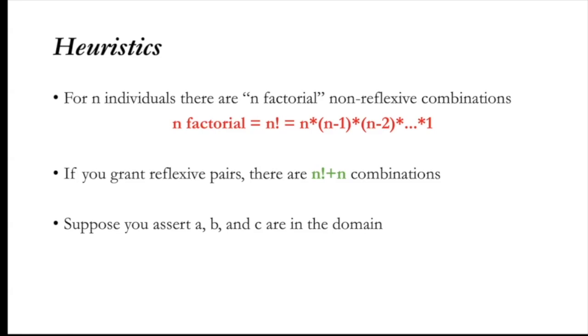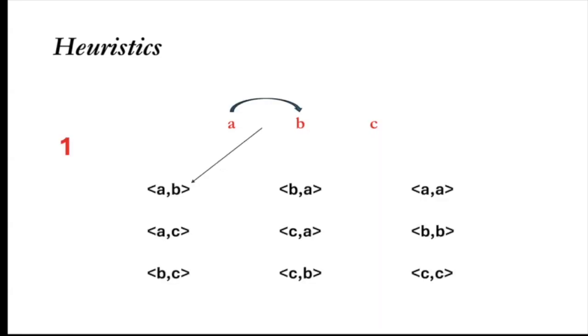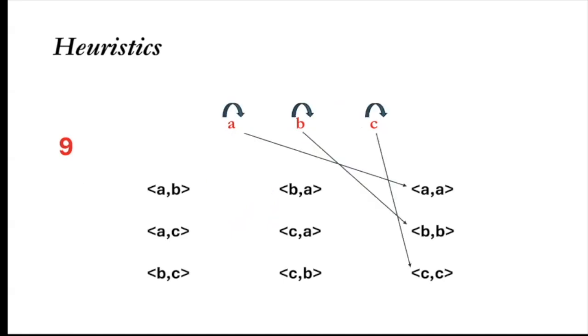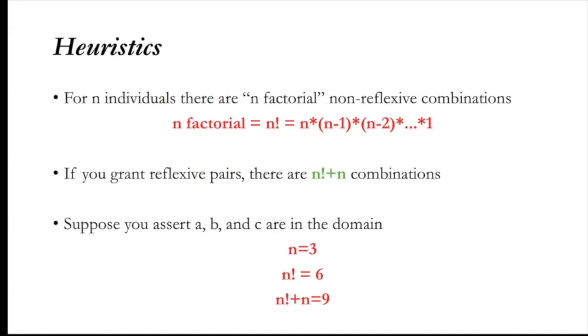So suppose you assert A, B, and C are in the domain. That's n of 3. You get 1 pair, 2 pairs, 3, 4, 5, 6. If you allow for reflexivity, 3 more. So 9. N factorial, you have 3 for n. N factorial itself is 6. If you allow for reflexive pairs, n factorial plus n, 6 plus 3, 9. So how do you know you're done? Did you have 9 pairs?